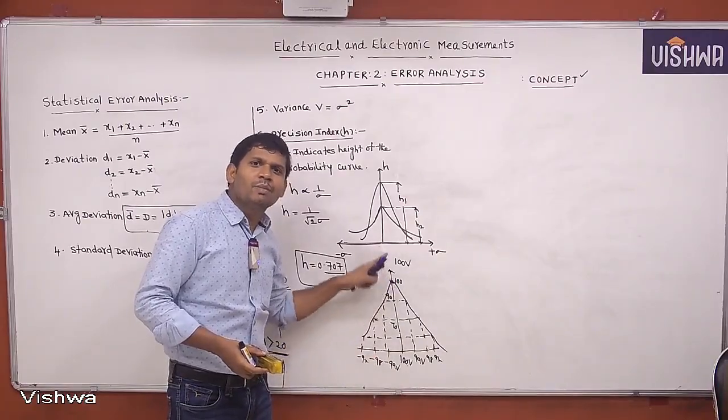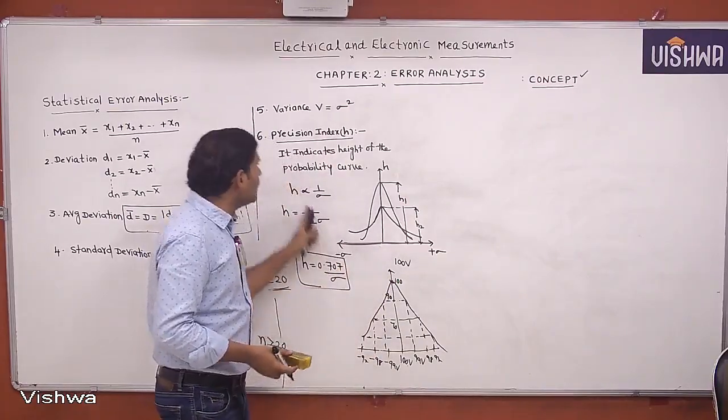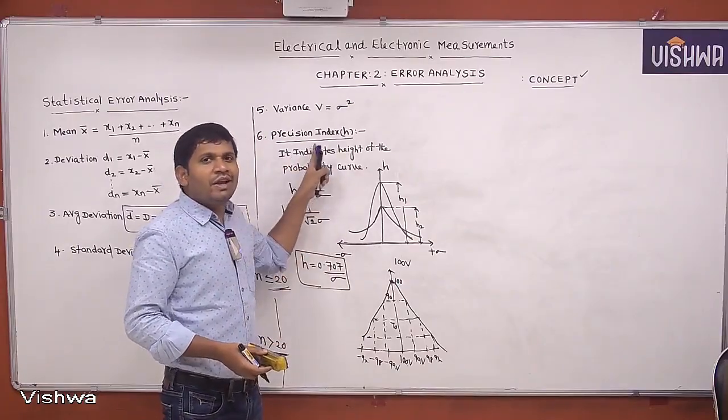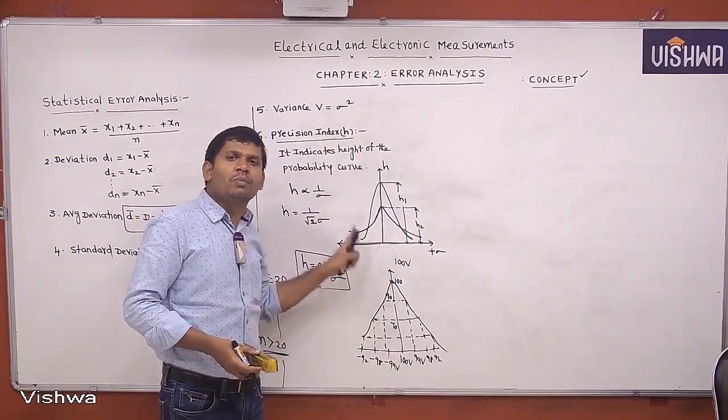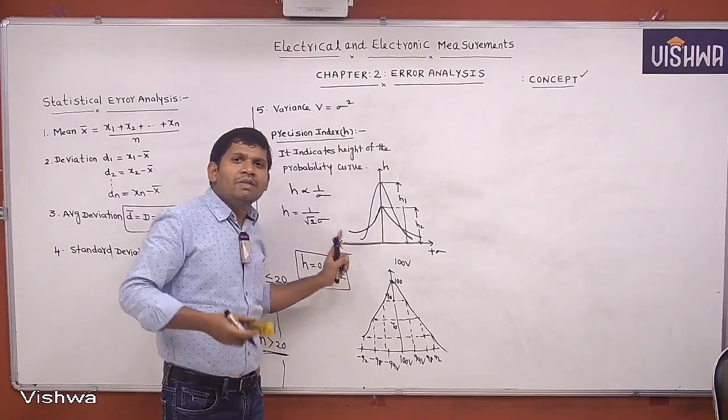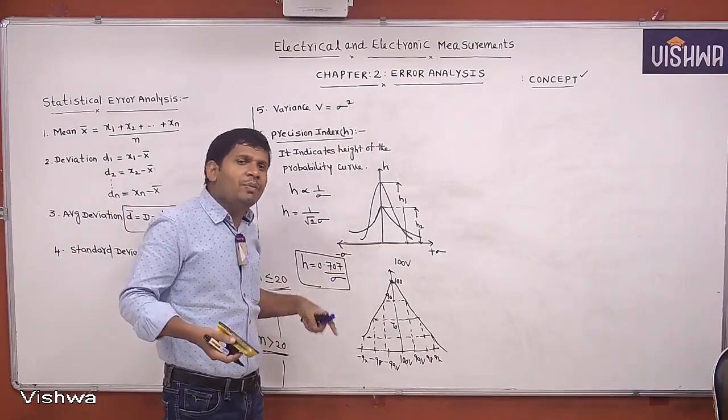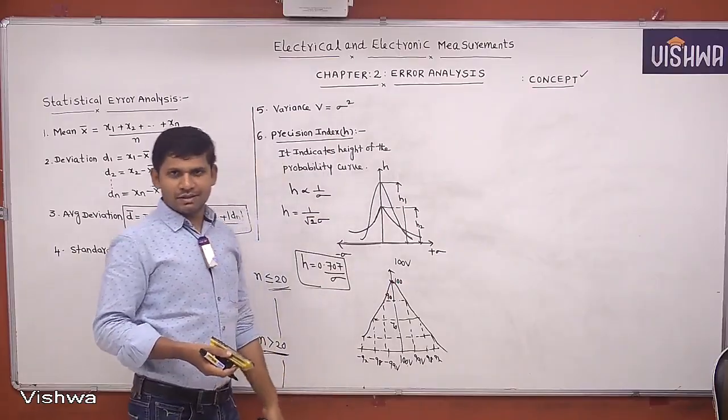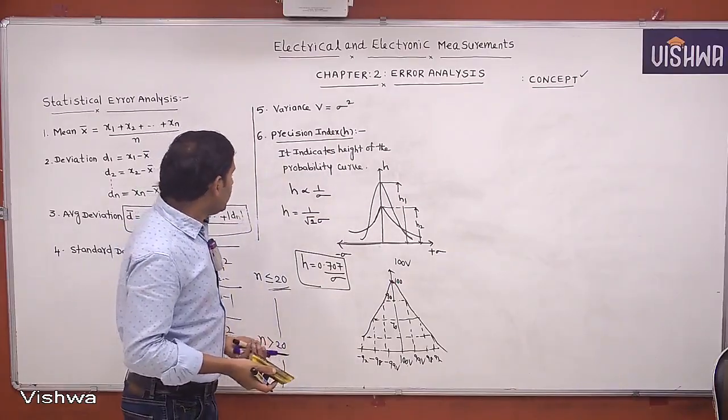What does that indicate? Precision. That's why the precision index indicates the height of the probability curve, because in drawing a probability curve, the number of times the reading is repeated is taken on this axis. Clear? This is about precision index.